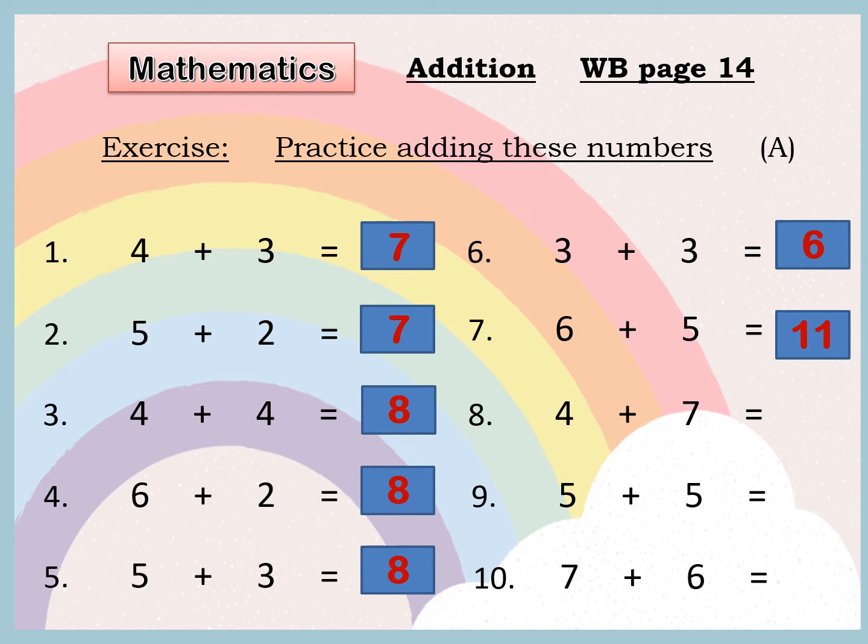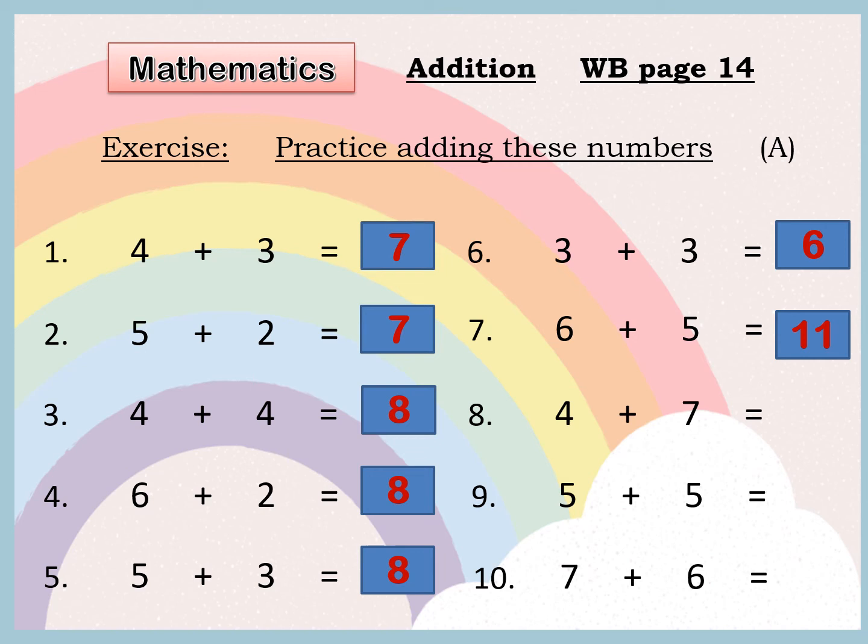Let's proceed to number 8. Number 8, we have 4 plus 7. So 4 plus 7, which number is bigger? Which number is bigger? Very good. Number 7 is bigger. So we are going to put 7 in our head and 4 on our fingers. 7 in our head, 4 on our fingers. So 7 and 4 is, let's count, 7, 8, 9, 10, 11.